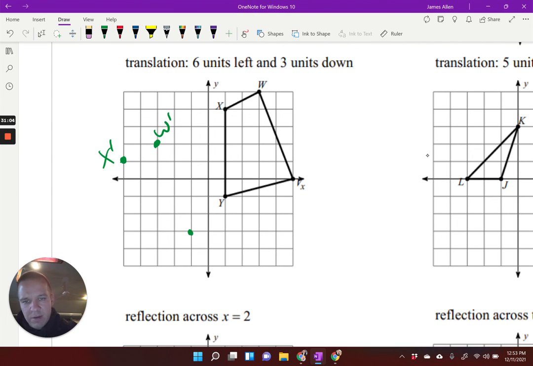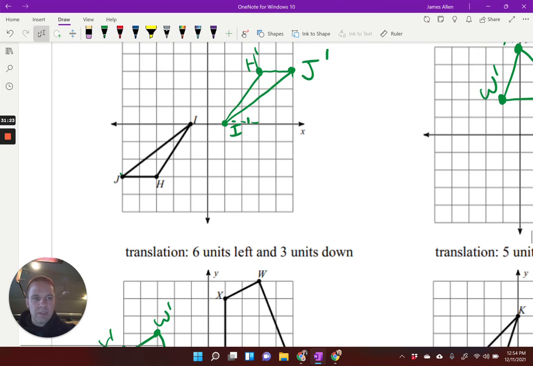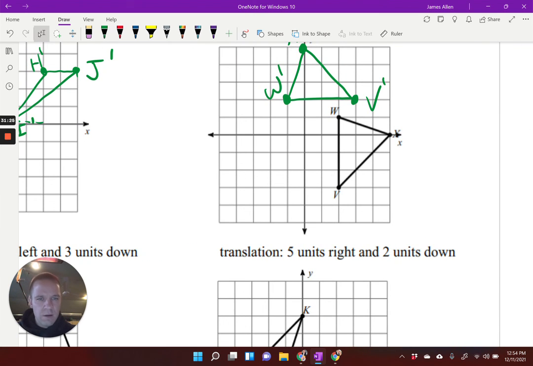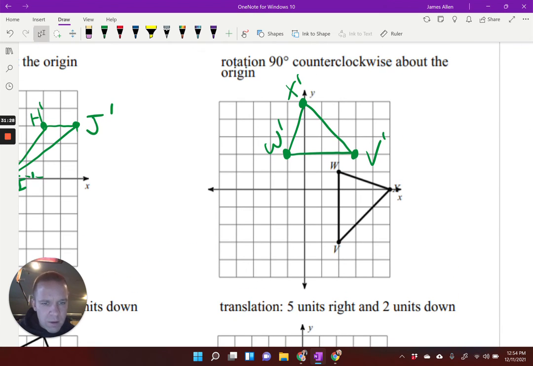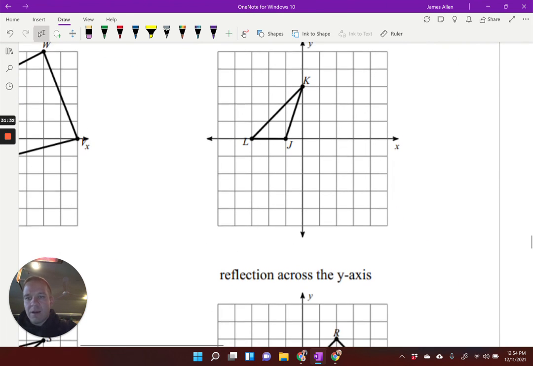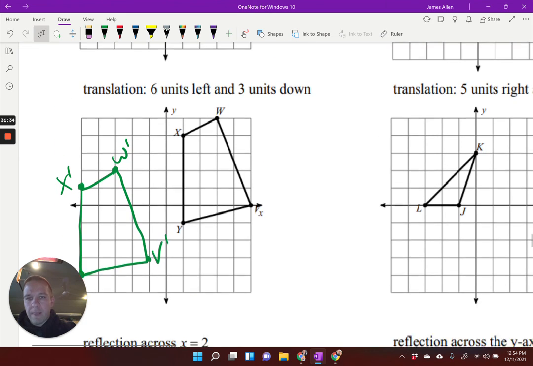Or is that V? That's a V right there. Might have made that mistake on the other one. And then for Y, go 6 to the left and 3 units down. There is Y prime. And if I connect all these dots, does it look like the same shape, but it's just been moved? That certainly does. I like it. Now I'm curious. Did I make a mistake over here? Oh, I guess that was an X. And it was an X-axis, I think. Okay, cool. All righty. There we go.